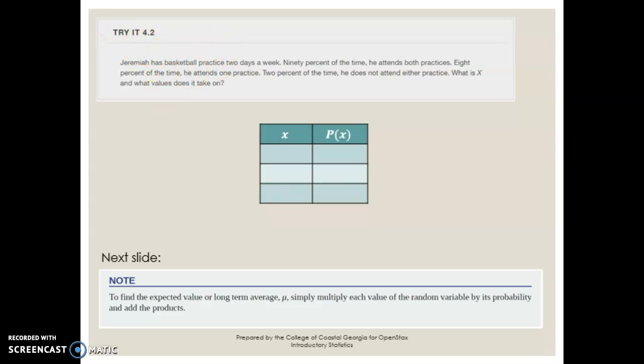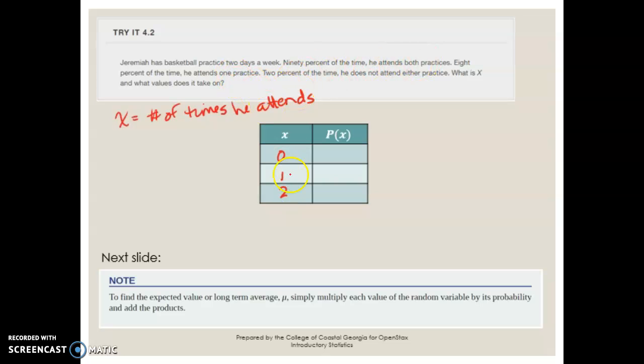Jeremiah has basketball practice 2 days a week. 90% of the time he attends both practices. Alright, so what is X and what values does it take on? X is the number of times he attends. It takes on the values 0, 1, 2.